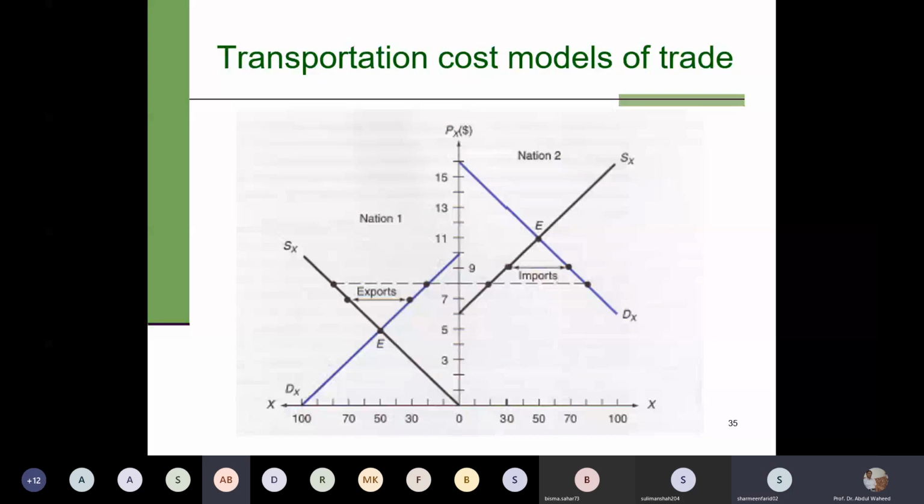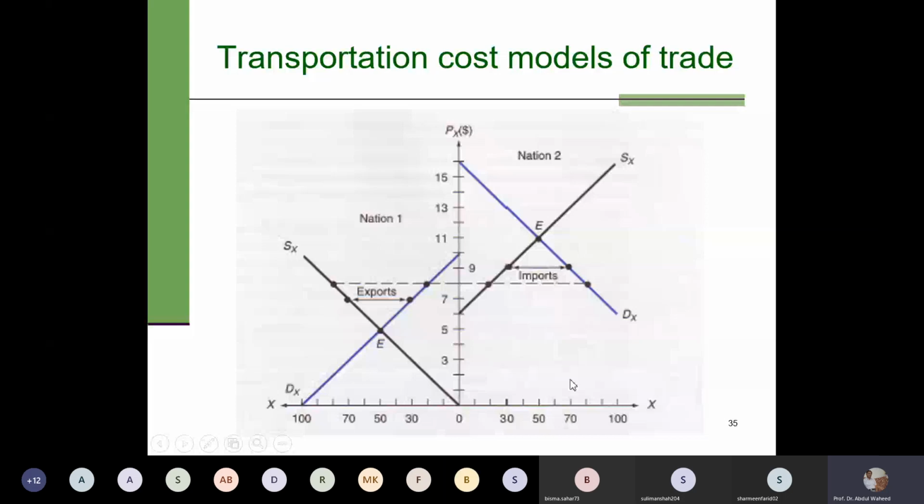This excess demand would be fulfilled through imports. So there is an excess demand of 40 units, and this would be fulfilled through import. Now in this case you can see that even if there is a transportation cost, there is export, there is import. So we have trade, and in this case trade is balanced. Exports of 40X are equal to imports of 40X.